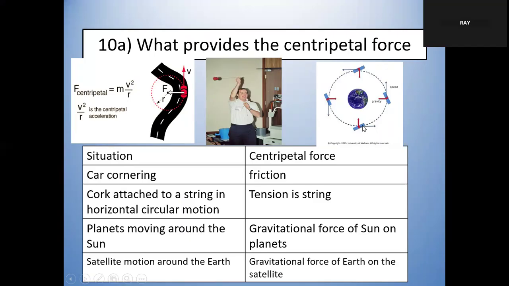Right? Satellite, planet moving around the sun, or satellite moving around the earth. So planet moving around the sun, gravitational force of the sun on the planets. Satellite moving around the earth, the centripetal force is provided by gravitational force of the earth on the satellite.